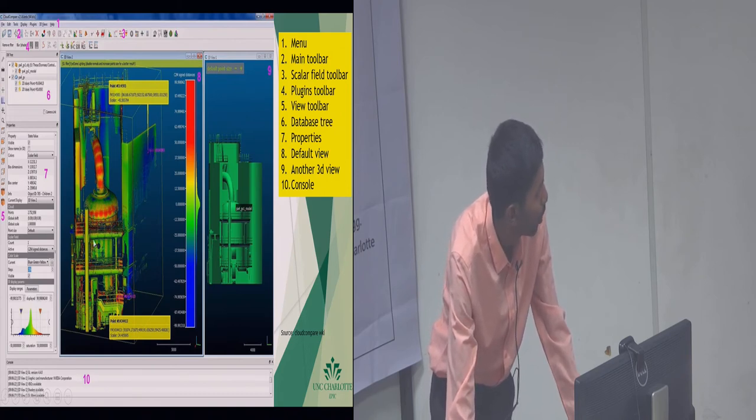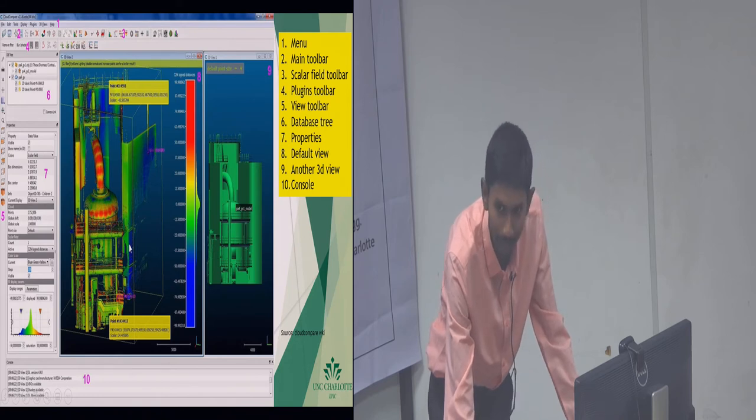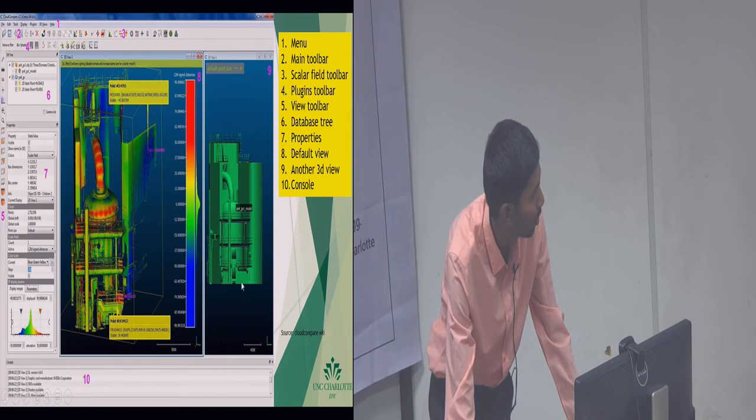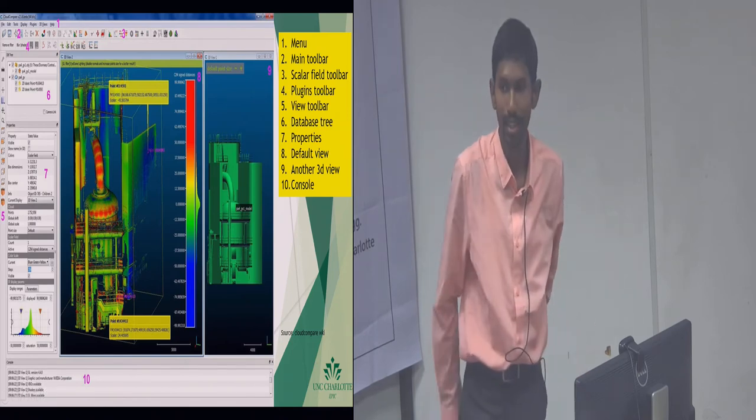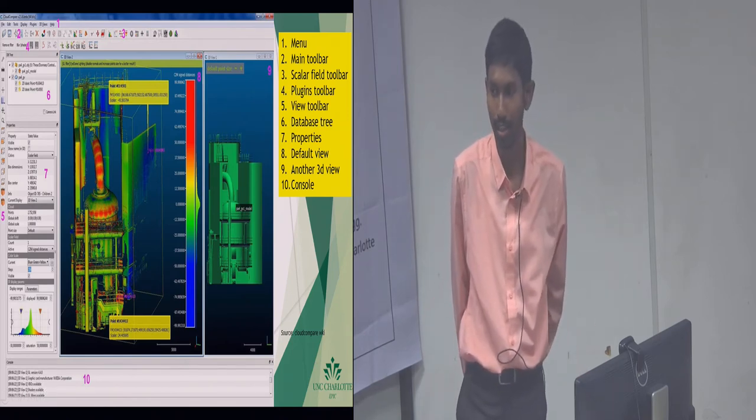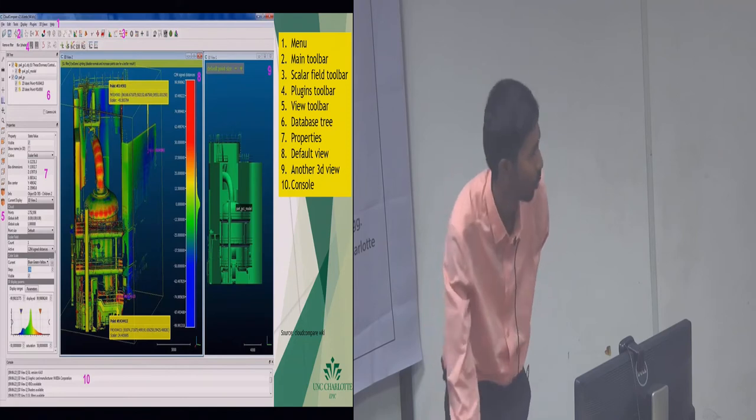This is the default view if you open a file in Cloud Compare. You could also set another view if you wanted. And 10 is the console. Console usually tells you if there's any error or what it is doing right now. So you could view the status over there.